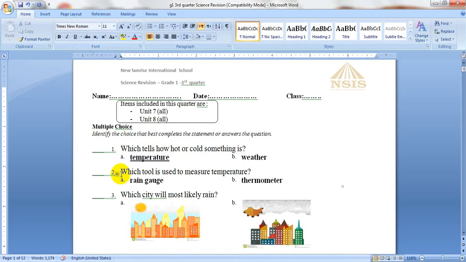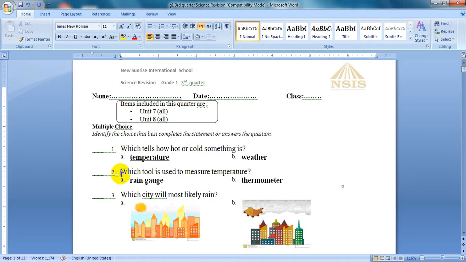Number 2. Which tool is used to measure temperature? Is it a rain gauge or a thermometer? To measure temperature, or to know how hot or cold something is, we use a tool which is called a thermometer, because as we said before, a rain gauge is a tool which is used to measure how much rain falls, the amount of rain that falls from the sky.